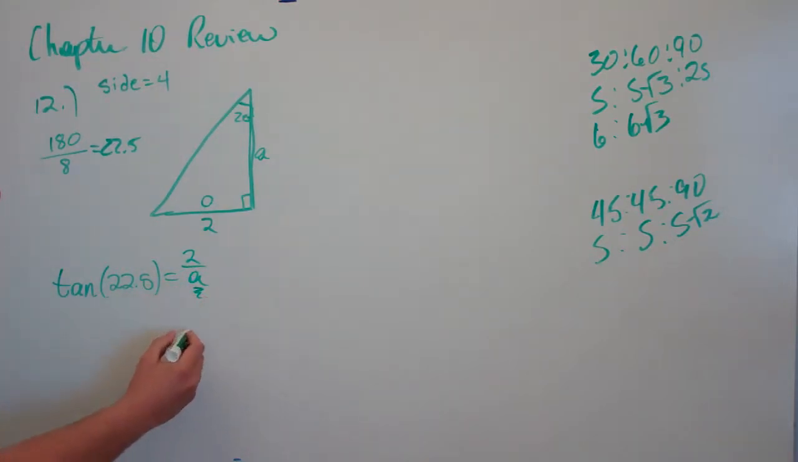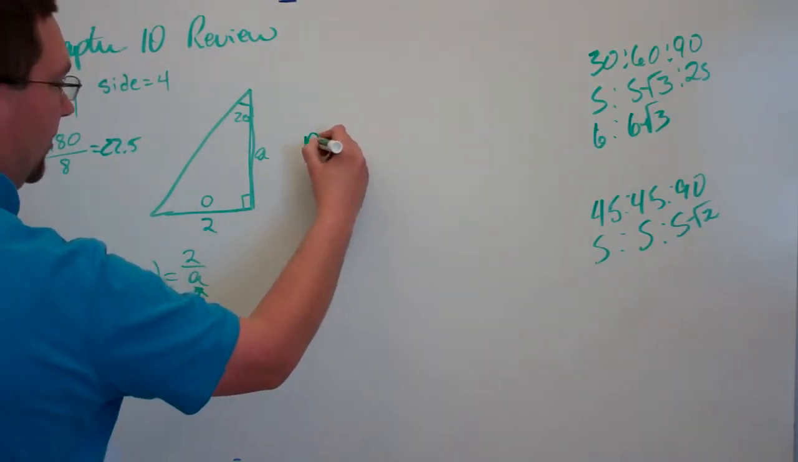Remember, the shortcut when this is on the bottom is just to switch the two sides. So A equals 2 over the tangent of 22.5. Okay? So let's keep our answer non-rounded, so I'm going to leave that there for now.